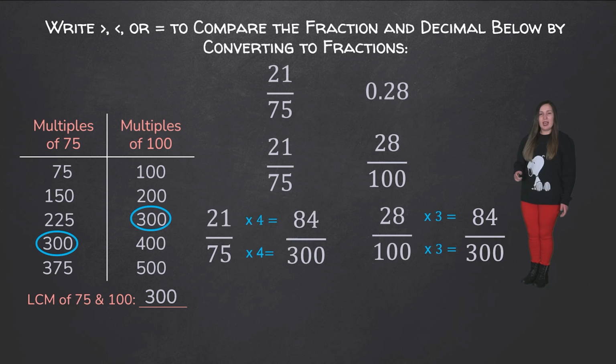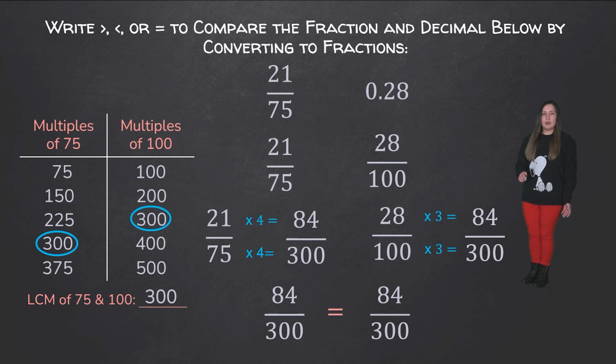And so now we have two fractions with the same denominator, 84 over 300 and 84 over 300. And those are exactly the same, so they are equal, which means that 21 over 75 is equal to 28 hundredths. And that's it.